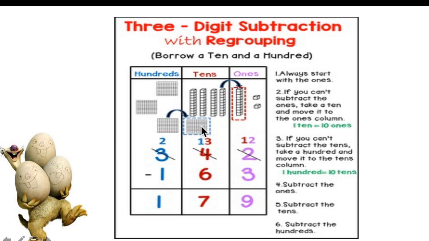One group of hundreds has 10 tens. How many tens? 10 tens. So if you have 10 tens and 3 tens in here, 10 plus 3 will equal 13. Now you will have 13 tens, and you can take 6 away from 13. 13 take away 6 equals 7.